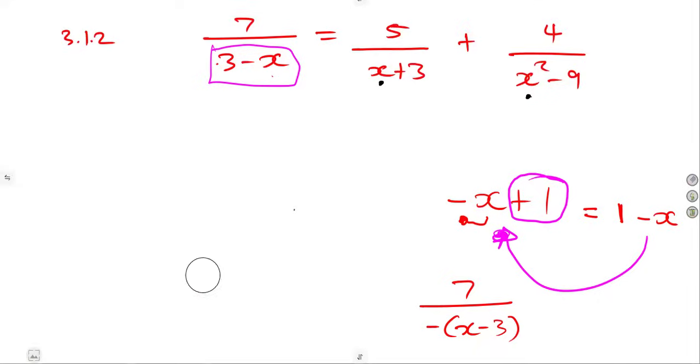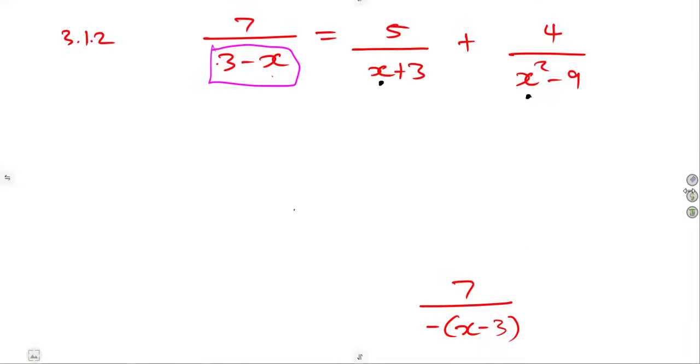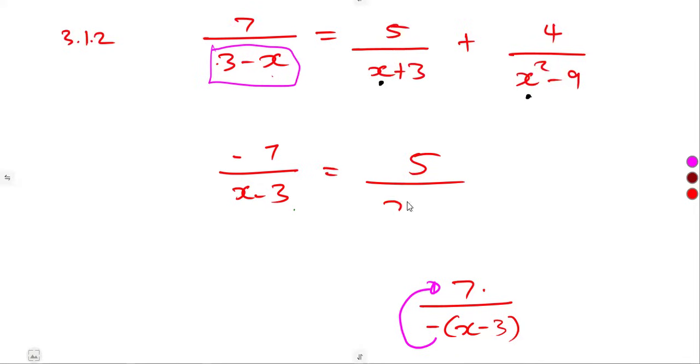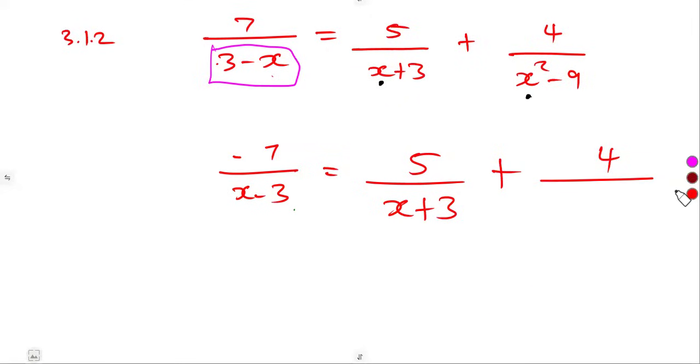So that's it. But we also understand that 7 over a negative, or a number over a negative, can be written in the numerator. So this becomes negative 7 over x minus 3. It can be written in the numerator. So this is from this part, all right? It is equal to 5 over x plus 3 plus 4 over x squared minus 9, which is also important.